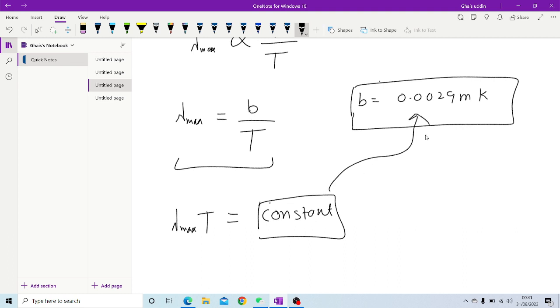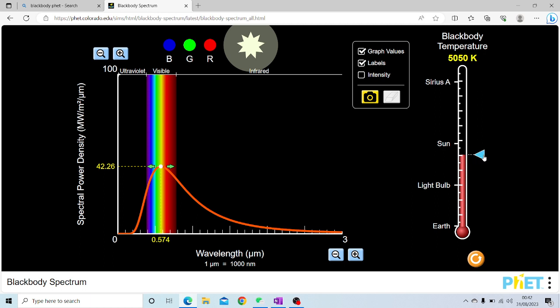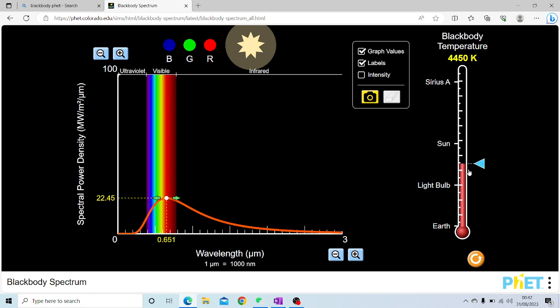So we need to understand what this means. We can also define Wien's law this way: it tells us that the product of the maximum lambda and the temperature becomes constant. So if we look at this again, I want to find out what this constant means.